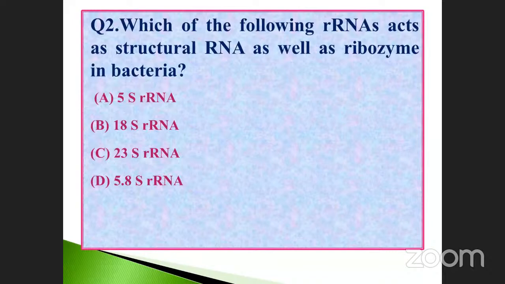See the next one. Which of the following RNAs act as structural RNA as well as part of the ribosome in bacteria? We already studied this part fully. In bacterial DNA, only 3 parts are present except one. Which one? They ask it in the exclusion form, isn't it? Do you know the answer, my dear? 5S, 18S, 23S, 5.8S. See the answer?